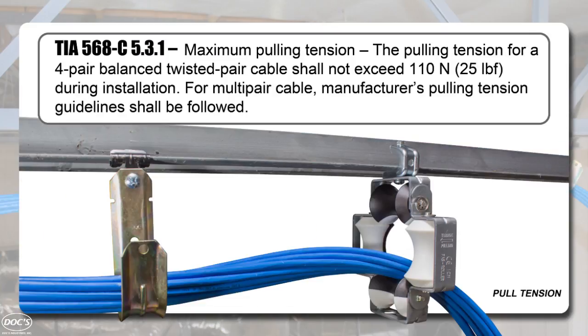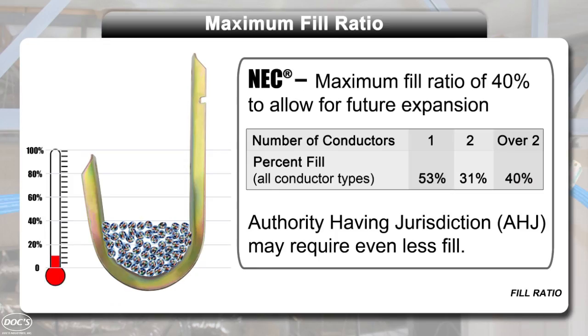The maximum pull tension should not exceed 25 pounds during installation to prevent damage to the cable. It is also best to use a cable pulley when pulling cable through tight bends. NEC recommends a maximum fill ratio of 40% of the total capacity of the hook. This allows for future modifications and expansion.